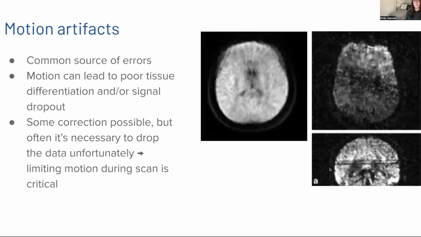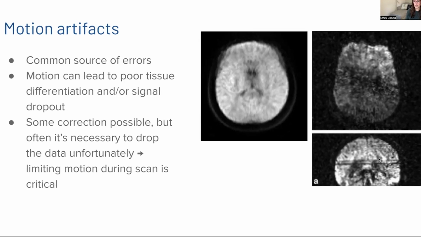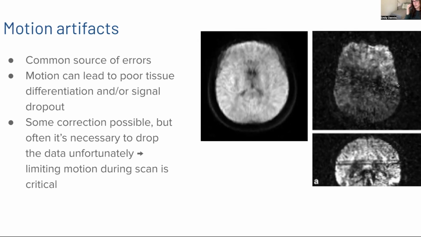Motion artifacts are a common source of errors. Motion can lead to poor tissue differentiation, as you can see here in this one. It's very blurry. You really can't tell a whole lot. Or they can lead to signal dropout. So this is one example here. Signal dropout might show up in this coronal slice as a black line across the slice. And if you look at that axial slice, you can see a lot of the image is very dark. And this usually happens because someone has moved and we haven't been able to collect the information that we need.